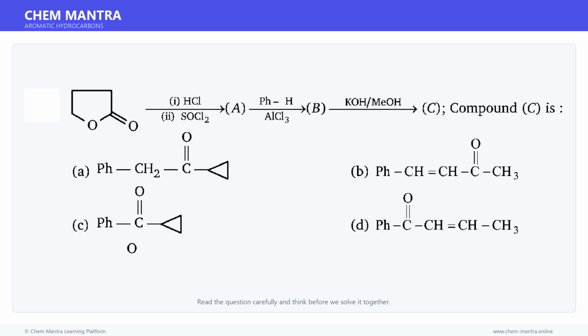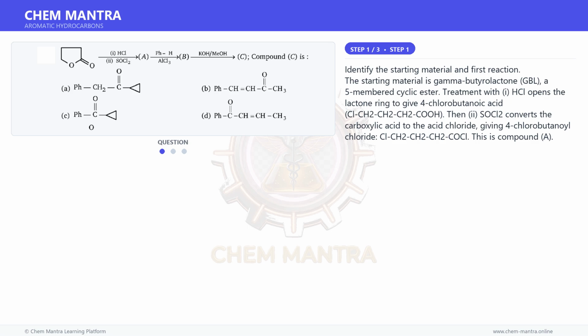Here is a question. Read it carefully and think about the answer. Let us solve it step by step. Let us begin solving this step by step. Identify the starting material and first reaction. The starting material is gamma-butyrolactone, GBL, a 5-membered cyclic ester.